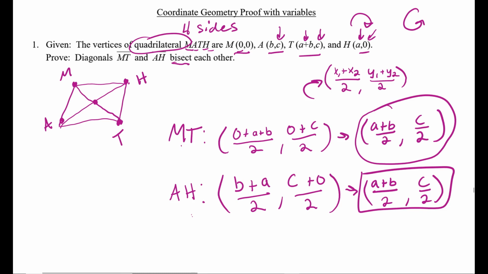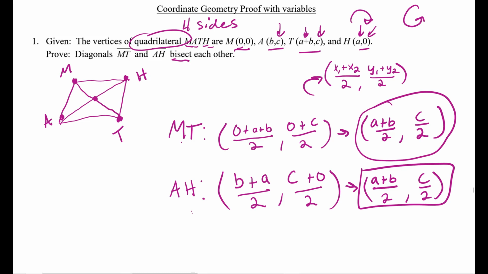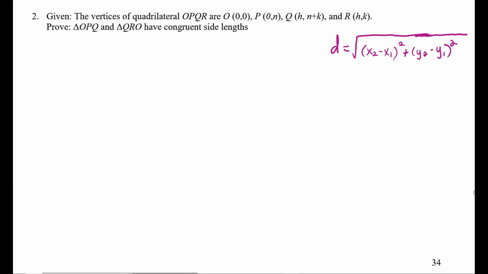We would just need to say that since the midpoints for both these segments are the same, these segments must bisect each other. So even though we don't end up with numbers as the coordinates, these are still the exact same expressions. So regardless of what a, b, and c are, these are going to work out to be the same midpoint. Number 2. Given the vertices of quadrilateral OPQR are (0, 0), (0, n), (h, n plus k), and (h, k), prove the triangle OPQ and triangle QRO have congruent side lengths.